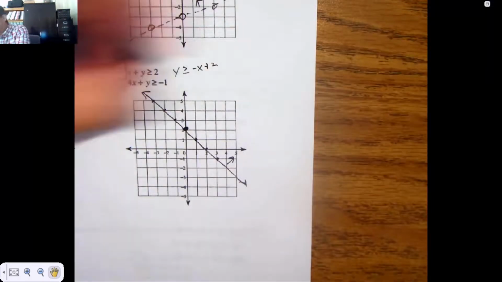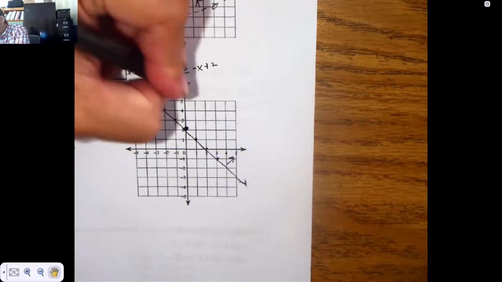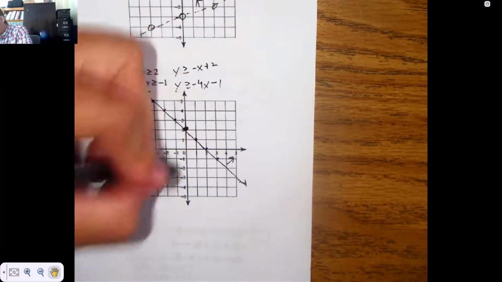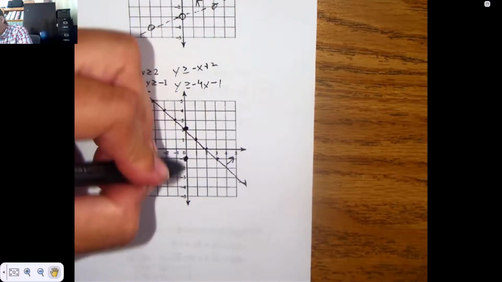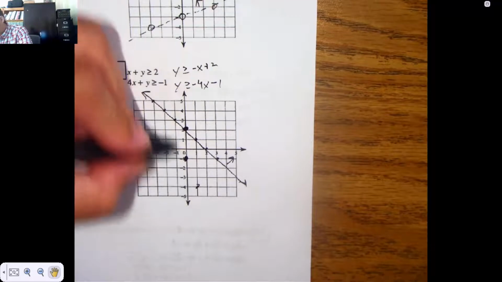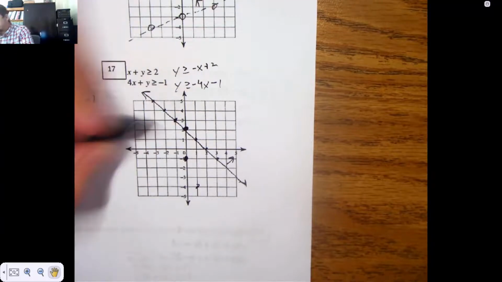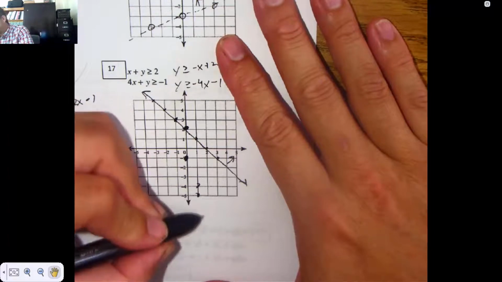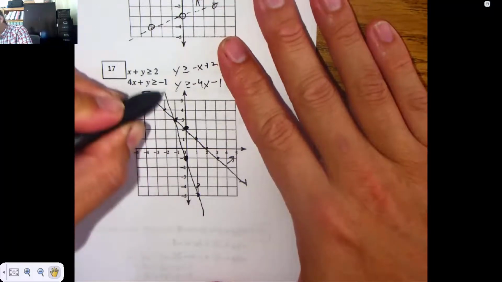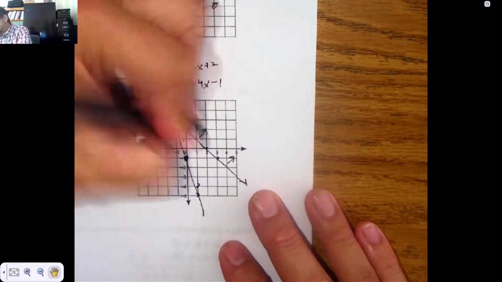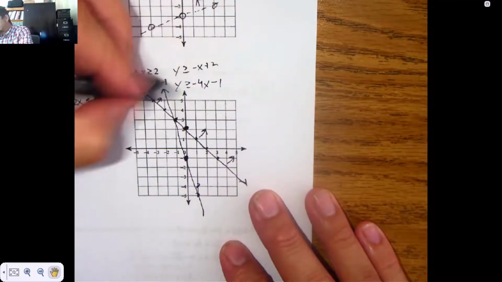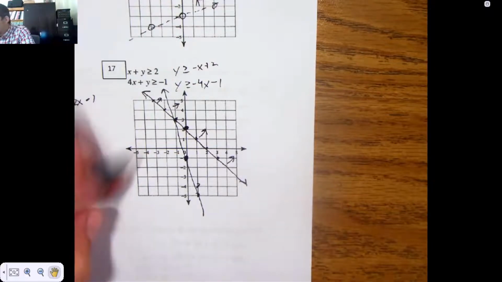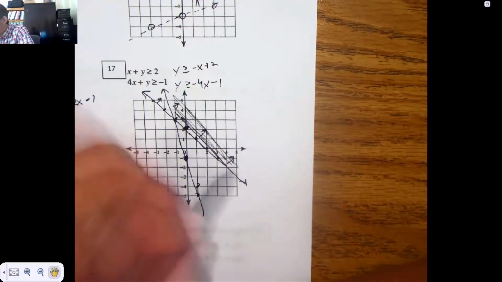Next one's about as hard. Move that 4x over. I'm going to cross at -1. Going to fall 4 and run 1, or conversely rise 4 and run 1. So they actually intersect on the grid. That's fall 4, run 1. So this guy wants me above, and so does this guy. It also wants me above. So it's true in both these regions of space.